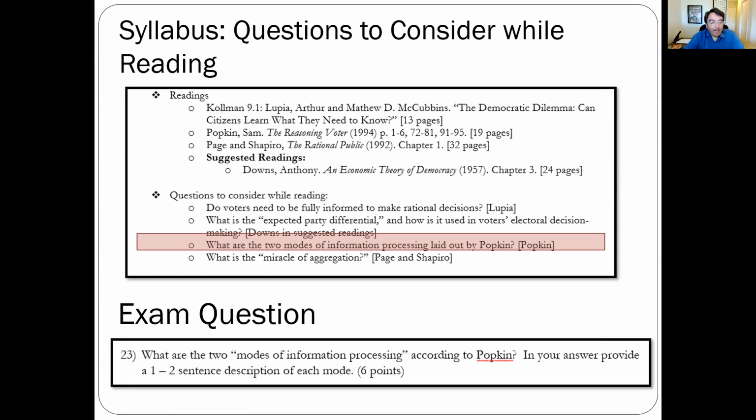And so what I have at the bottom of this slide is a little screenshot of a previous exam which asks, what are the two modes of information processing according to Popkin? In your answer, provide a 1 to 2 sentence description of each mode. And this question is worth 6 points.